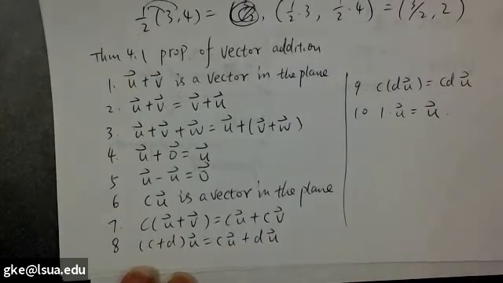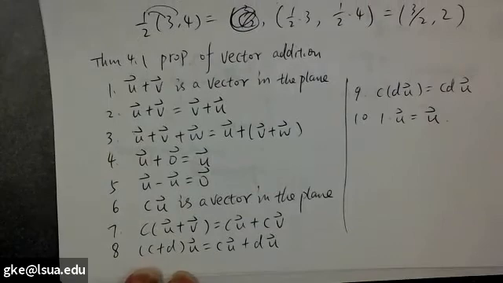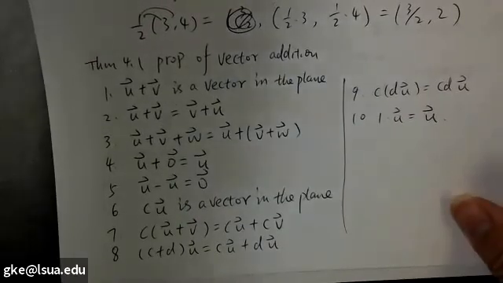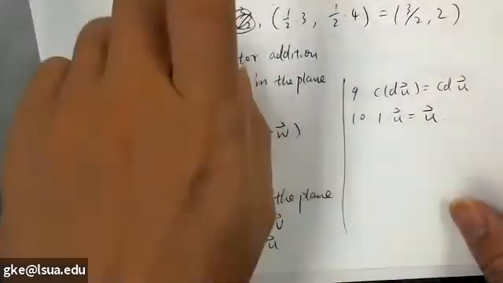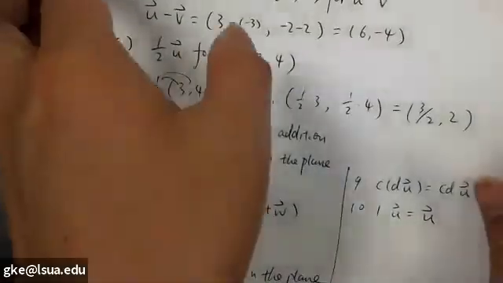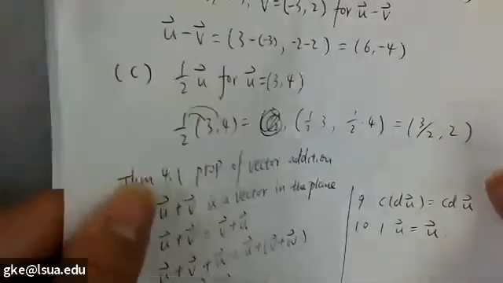Now let's take a look at the definition for vectors in n-dimensional space. Okay, previously I addressed vectors in two-dimensional space because we have two elements. Now I have n elements. Okay, so let's take a look.